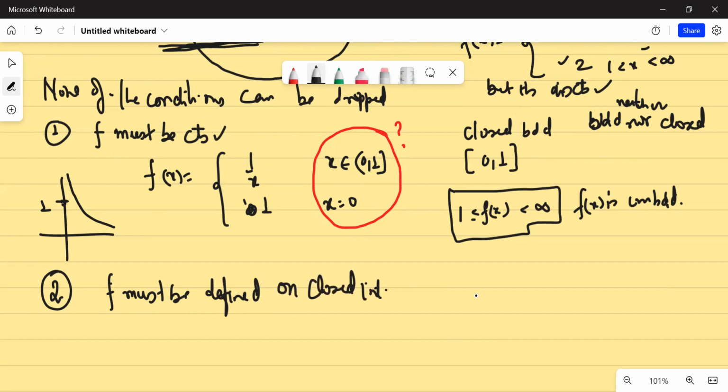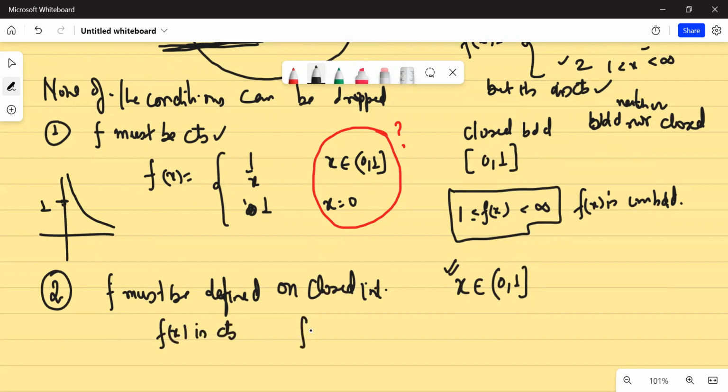It must be defined on a closed interval. Let us say your function is defined on the open interval 0, 1. So I'm not including 0, and this is open from here. So it is not defined on a closed interval. Now let us take an example of a function which is continuous. Let us say your f is continuous.